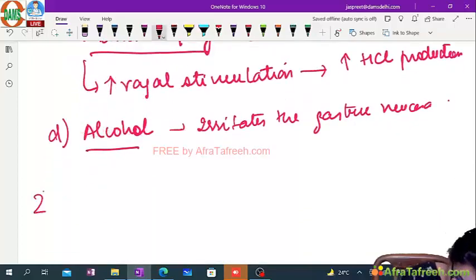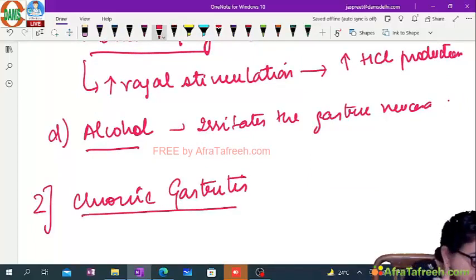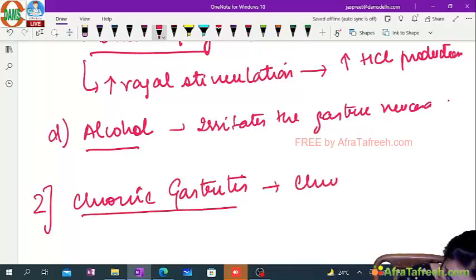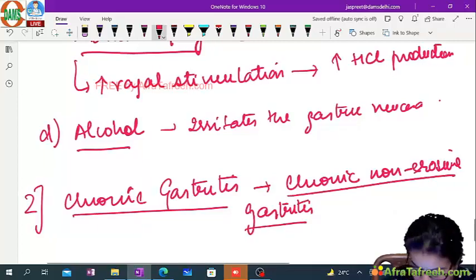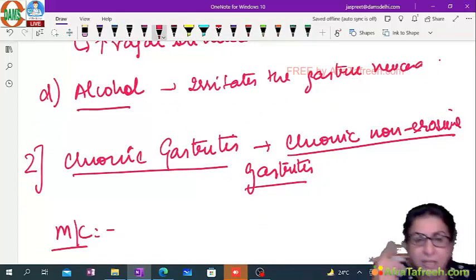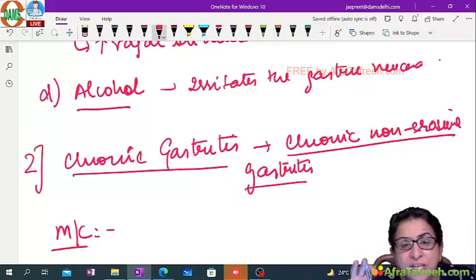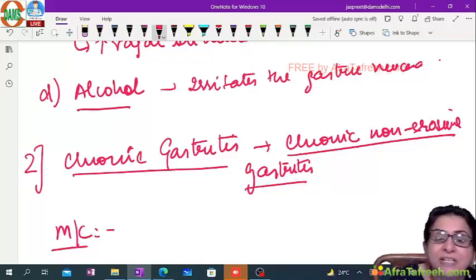Second is chronic gastritis. Chronic gastritis is non-erosive, so here in chronic gastritis, you don't see erosions in the stomach. And under the microscope, what will you see? In acute gastritis, we saw neutrophilic infiltrate in the mucosa. Here, what will we see? You will see chronic inflammatory cells in the mucosa.